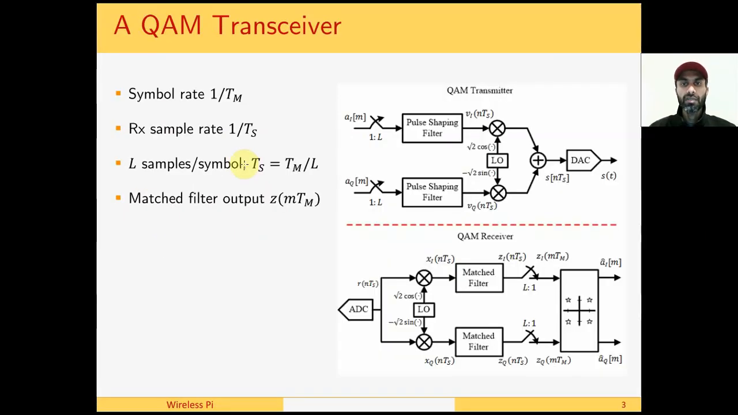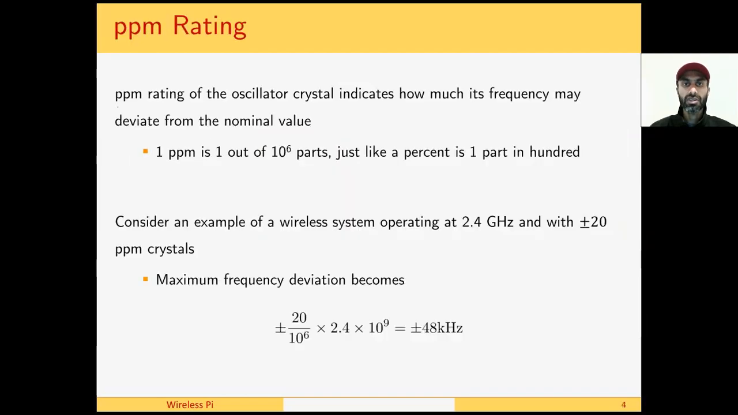This is a block diagram of a QAM transmitter and receiver for a quick overview, and we can see that the data symbols are upsampled before pulse shaping and then upconverted through the local oscillator and sent on the wireless channel. At the receiver, they are downconverted before match filtering and then downsampled to one sample per symbol before mapping onto the receiver constellation. Let us see how carrier frequency offset affects this process.